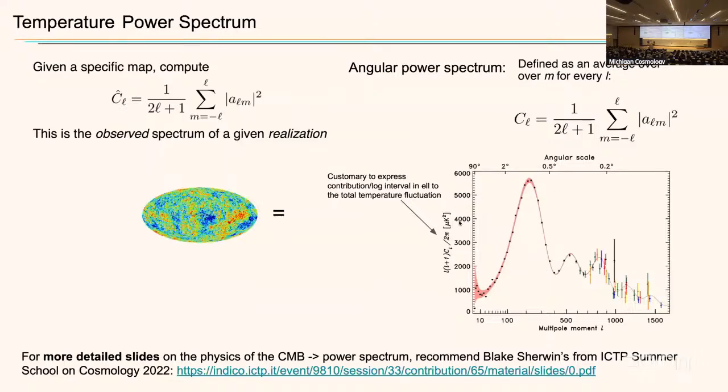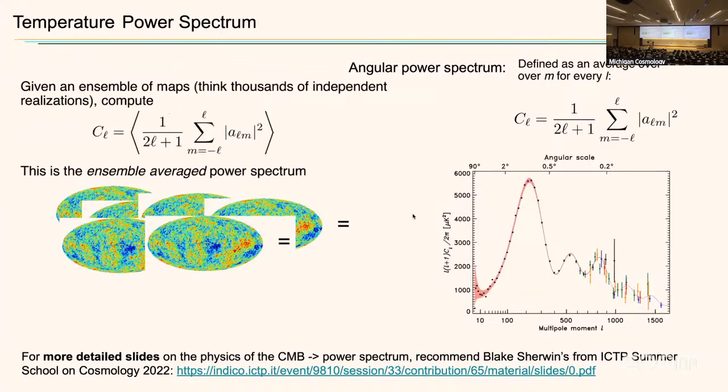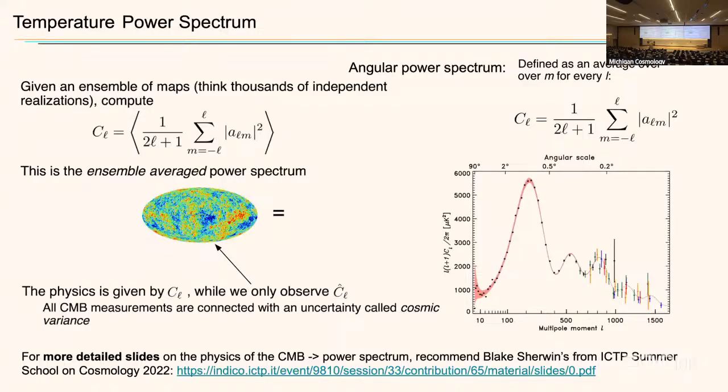Now, it's important to note that for our CMB, we really only have one realization of the CMB. We've already talked about this in the summer school in a variety of ways. If we wanted complete information about the cosmic microwave background, we would need a large ensemble of maps, independent realizations of the CMB. We lack this. We are here in this one reference frame. And so all CMB measurements, even from satellites and the ground, are connected with the uncertainty called cosmic variance.